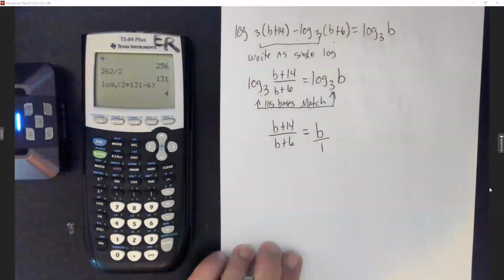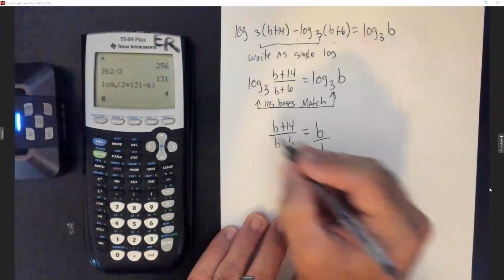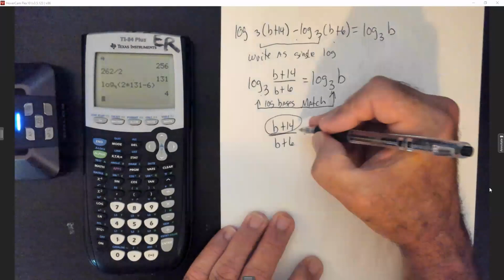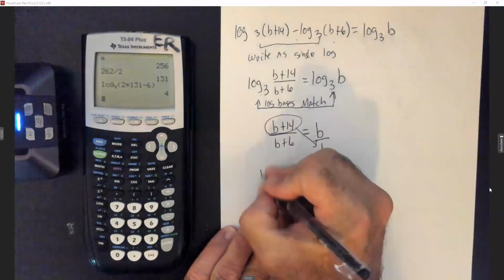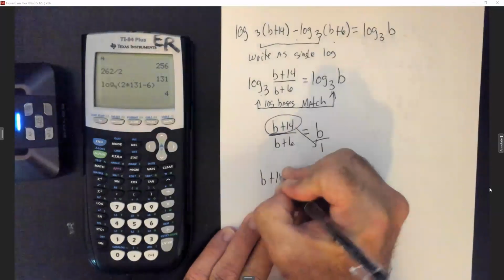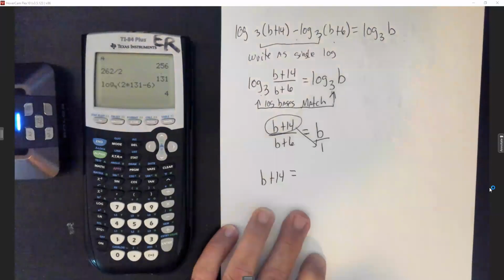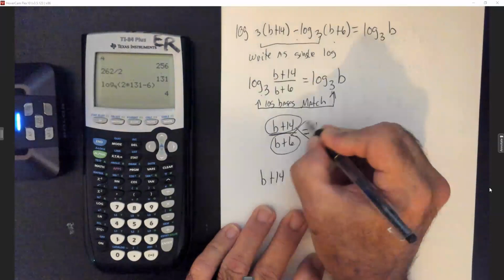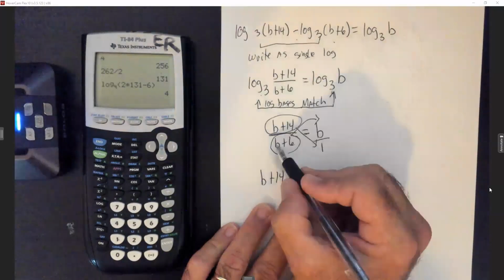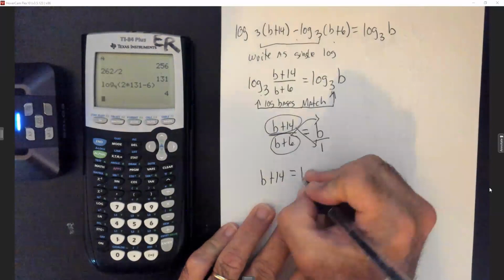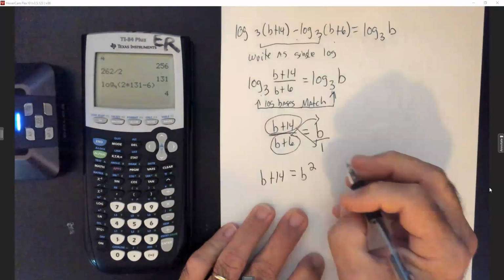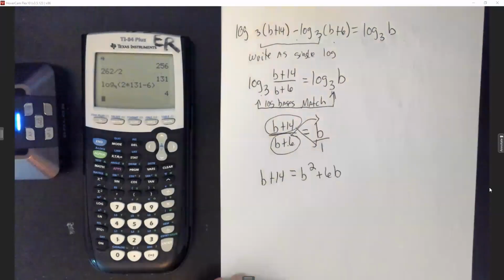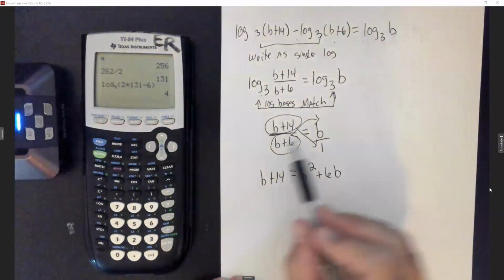I'm gonna cross multiply. So on one side of the equals, b plus 14 multiplies by 1, so you get b plus 14. That's gonna equal b plus 6 times the b. Well, b times b is b squared, plus 6 times b is 6b. So both of these have to multiply by the b when you cross multiply, okay?